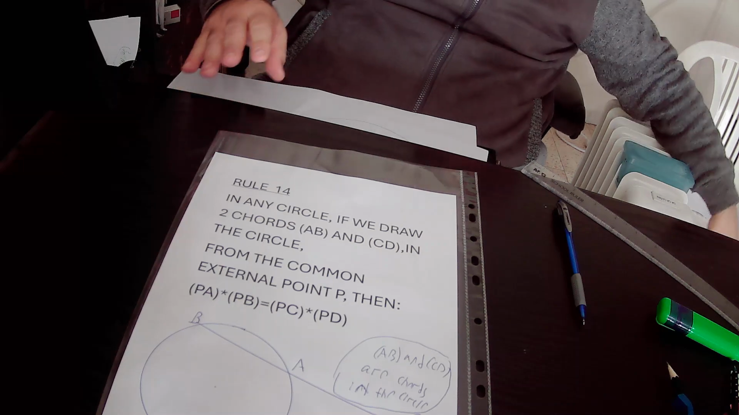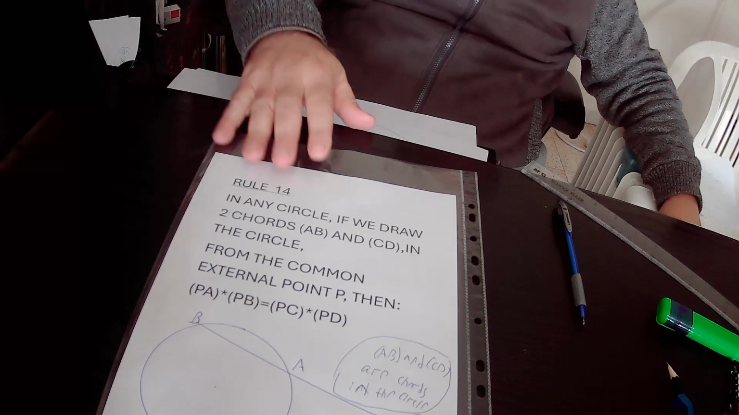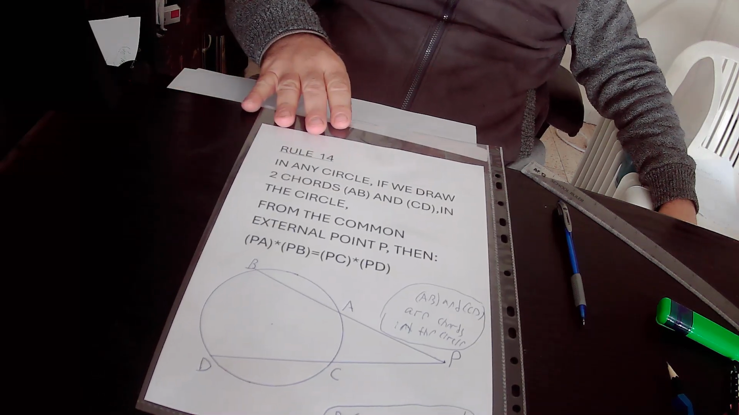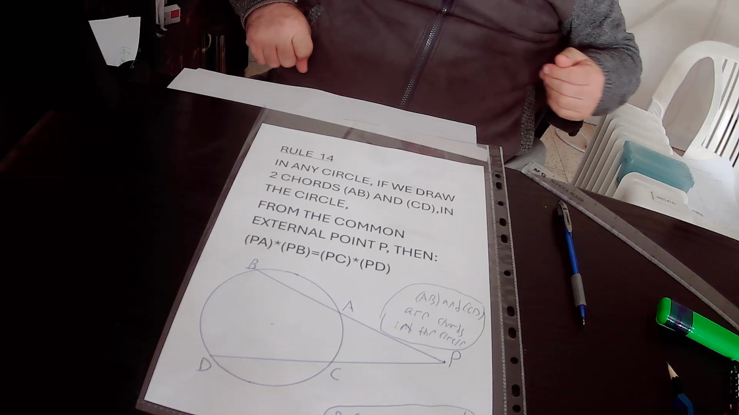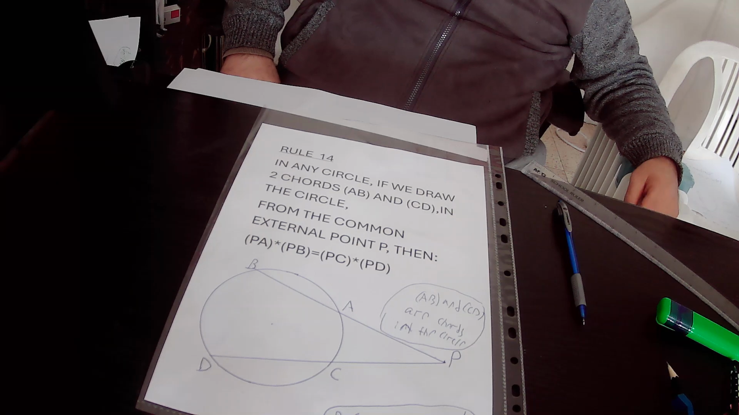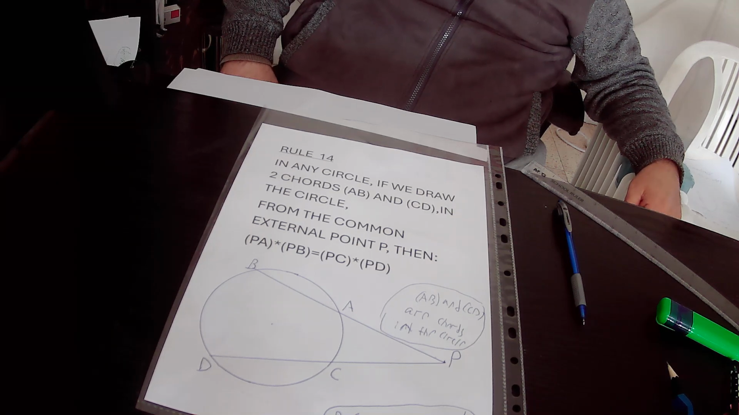Rule number 14 is true in any circle. In any circle, if we draw two chords AB and CD from a common external point P, then PA times PB equals PC times PD.